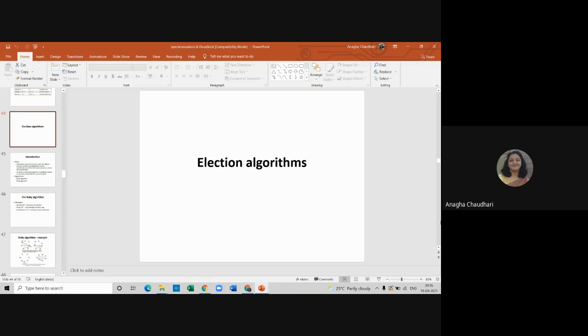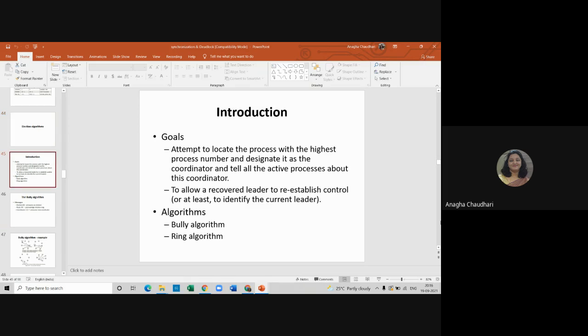That coordinator or moderator will coordinate the complete distributed system until it undergoes some kind of failure. Again, that process will continue when the next coordinator is elected, right? So a simple introduction to election algorithms: the goal is to locate the process with the highest process number.